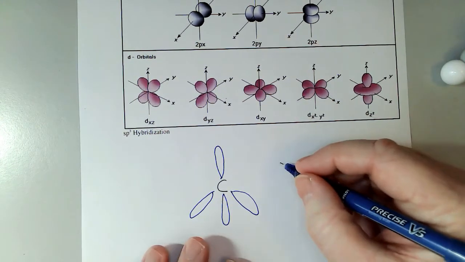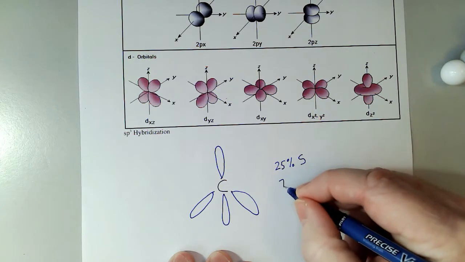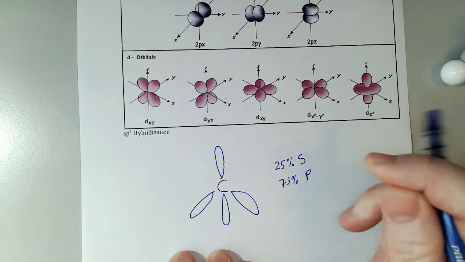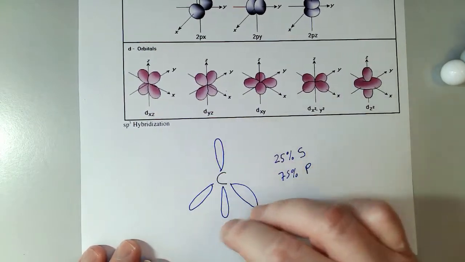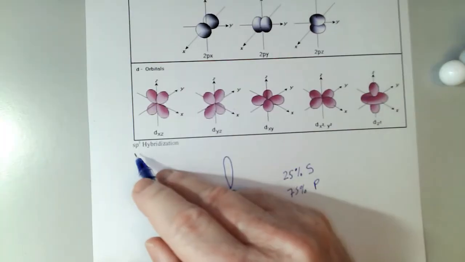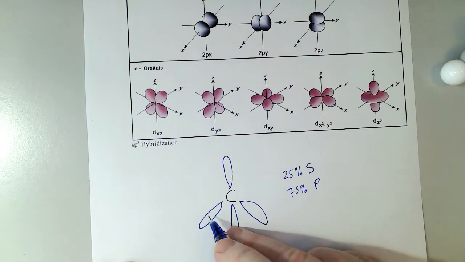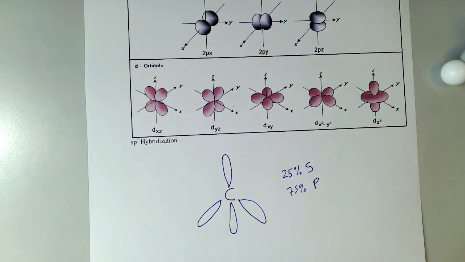Now, this would have about 25% S character and 75% P character. Now, we should go into a little bit more detail about what's happening here. 4 things are attached. So if 4 things are going to be attached, I'm going to need 4 hybridized orbitals. And the electrons go into the s first, so the hybridized orbitals will always start out with an s every time. And then I'll use 3 p's. 1 plus 3 makes 4. That's how many things are attached here. And that's how we came up with this sp3 hybridized orbitals.